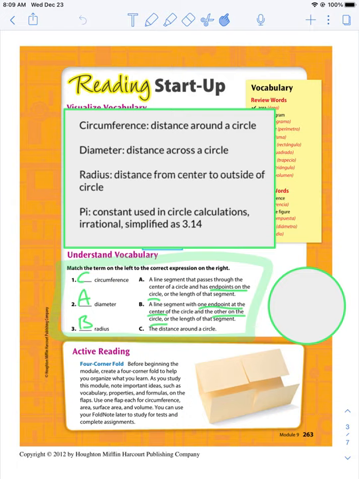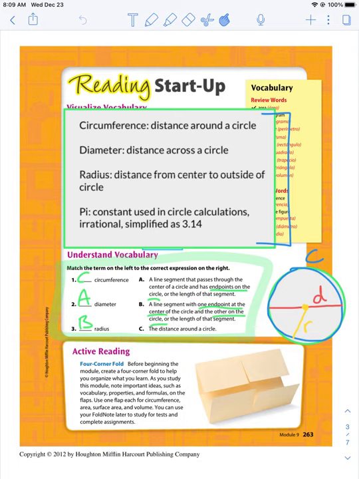All right, so I added a little blurb with the important vocabulary right here. Just in simplified words, circumference is the distance around a circle. So that's going to be the whole outside. That's the circumference. The diameter is the distance across a circle. So that's the diameter. And then the radius is from the center to the outside of the circle. So the radius is also half of the diameter.